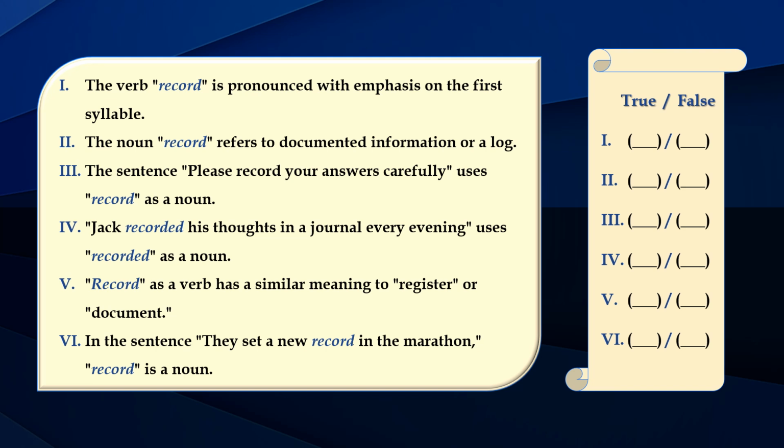4. "Jack recorded his thoughts in a journal every evening" uses recorded as a noun. 5. Record as a verb has a similar meaning to register or document. 6. In the sentence "they set a new record in the marathon," record is a noun.